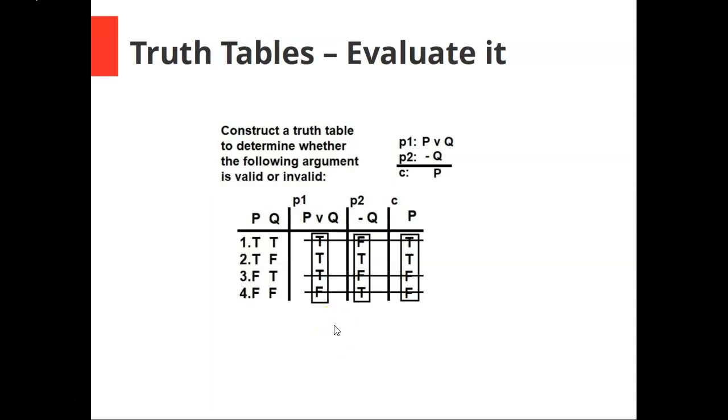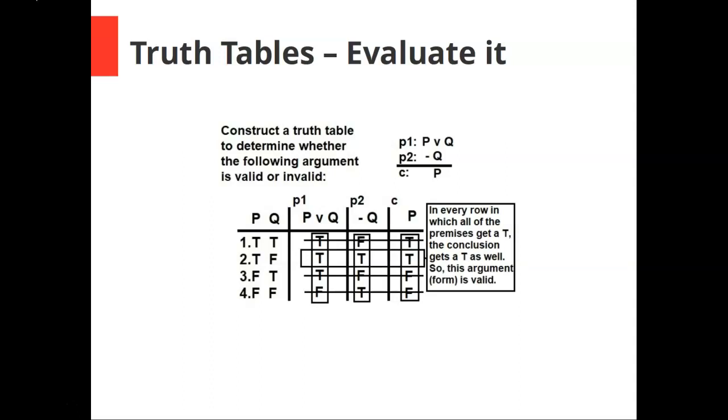And there's only one of them, but in every row in which all the premises are true, again, even though there's only one of them, the conclusion is true as well. In every row in which all the premises get a T, the conclusion gets a T as well. So this argument is valid.